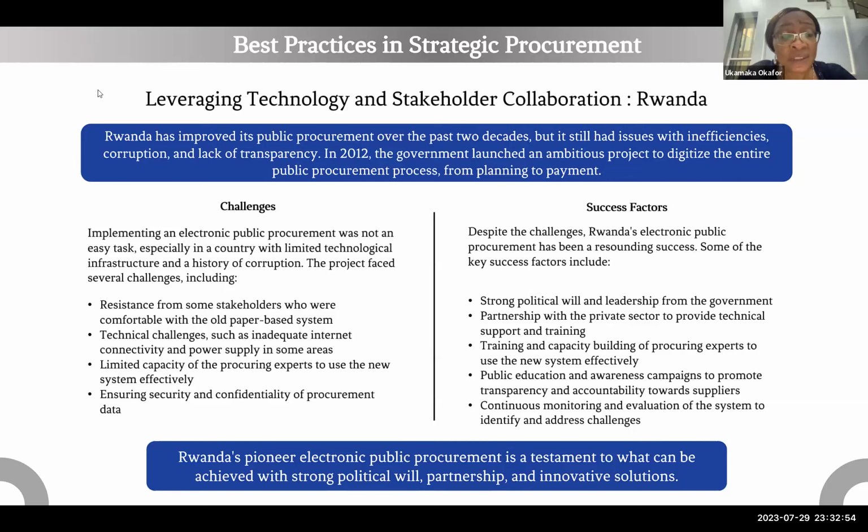As we talked about in the challenges, they didn't have enough human resource capacity to drive that technology. So they partnered with the private sector, which had the technical know-how, to support them technically and also train them. And that's the same thing: training and capacity building of procurement experts to use the new system effectively. So as they were using that new system, they were also being trained on the job. The experts from the private sector were training the public sector to ensure that they understand the technology very well. There were also public education and awareness campaigns to promote transparency and accountability towards suppliers.